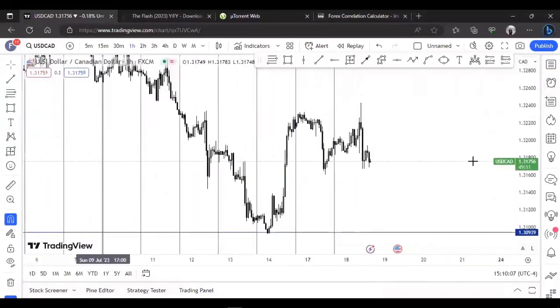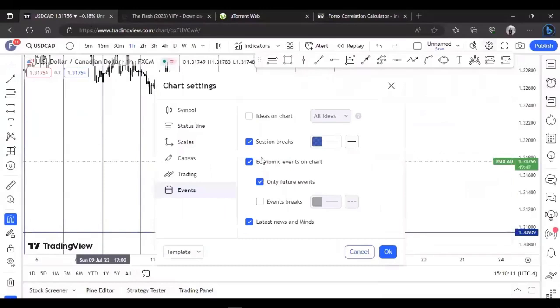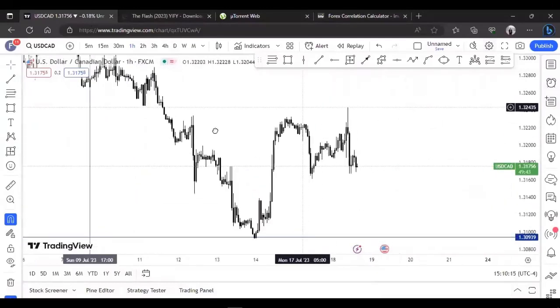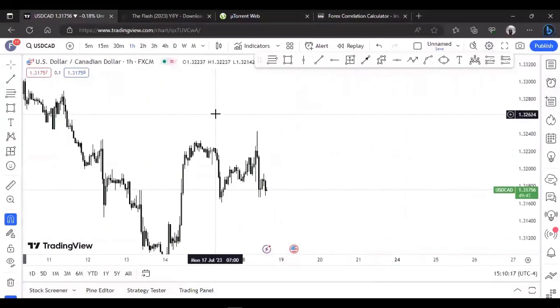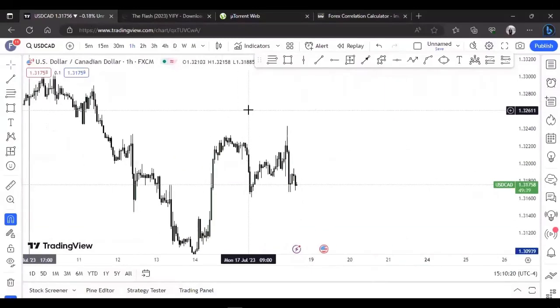So let's get started. We're going to continue from where we got to last week. Last week we were talking about candlestick anatomy, and we did that for the bullish candlestick. So today we're going to do it for the bearish candlestick.